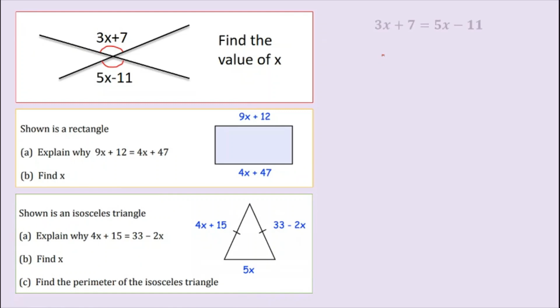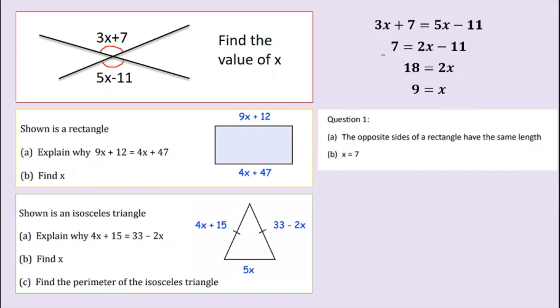Okay, so on the first one, I made this for my equation, using the fact that those 2 angles must be equal, and then solved through to get that x is 9. And that's all it wanted for the red question. The orange question, the reason why you can say that is because the opposite sides of a rectangle are equal, they have the same length. And if you make those 2 equal to each other and solve, you should get that x is 7.